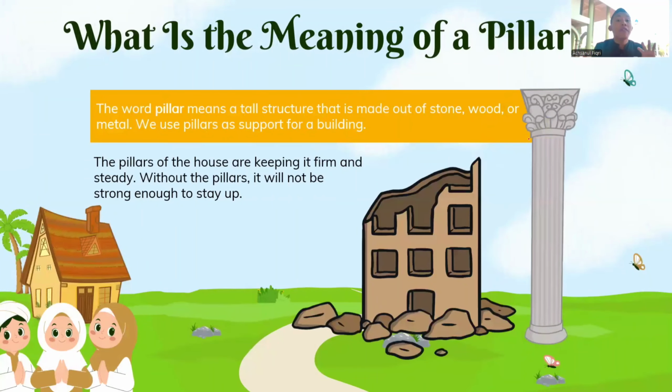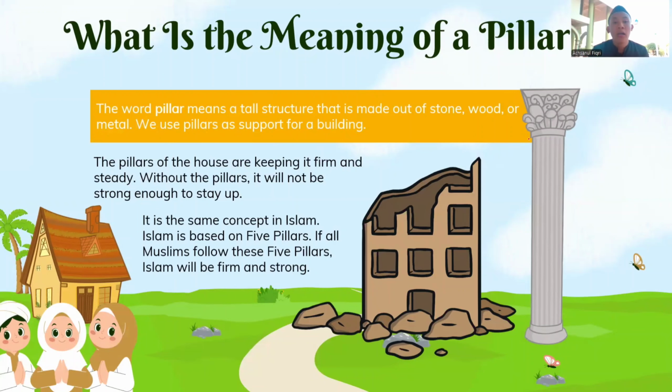Look, the pillars of the house are keeping it firm and steady. Without the pillars, it will not be strong enough to stay up. So it's very important to make a strong pillar, right? This is the fact. It is the same concept in Islam. Islam is based on 5 pillars. If all Muslims follow these 5 pillars, Islam will be firm and strong. So, as a good Muslim, you have to do all the pillars of Islam, right?